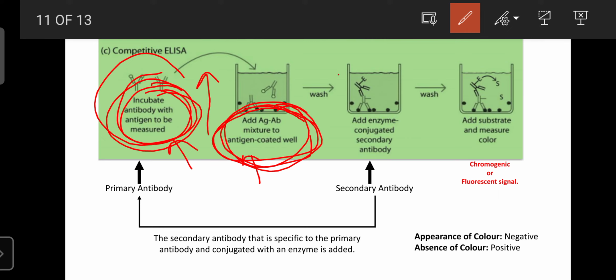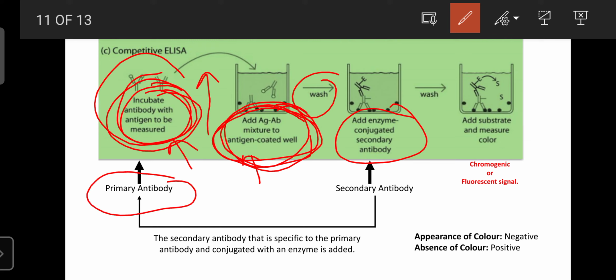Then you wash and remove the unlabeled antigen antibody. Then add the targeting secondary antibodies, which carry the enzyme. This secondary antibody has more specificity towards the primary antibodies, and only then can it form the complex. Then wash once again, add the substrate and note the color development. So this is the competitive ELISA method.